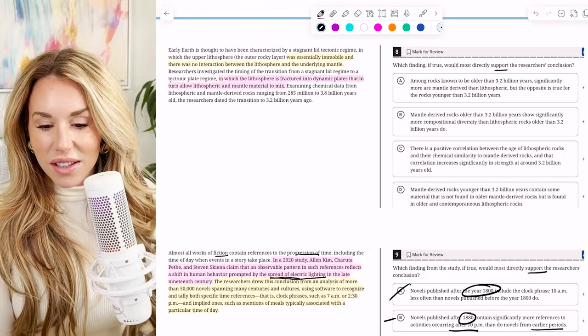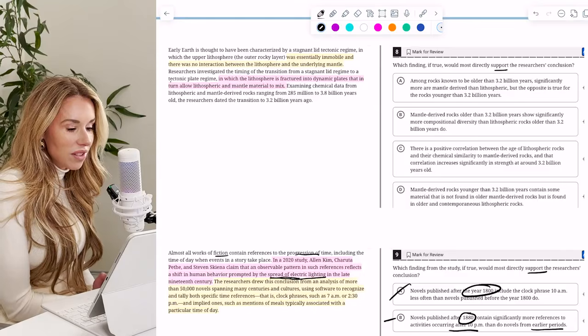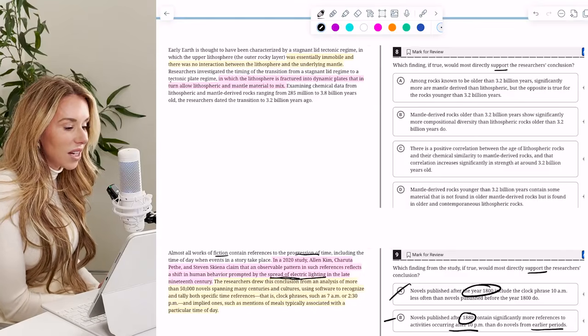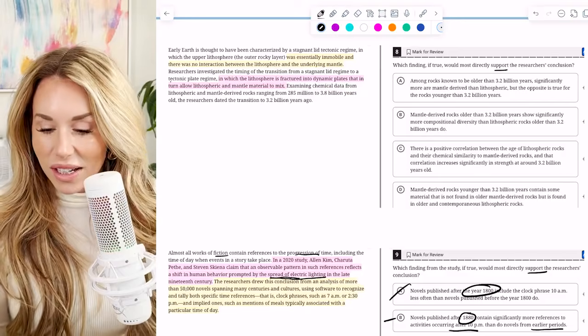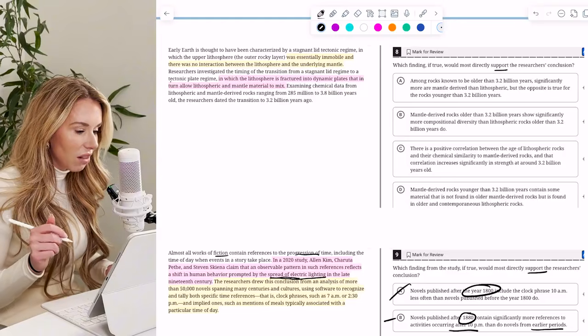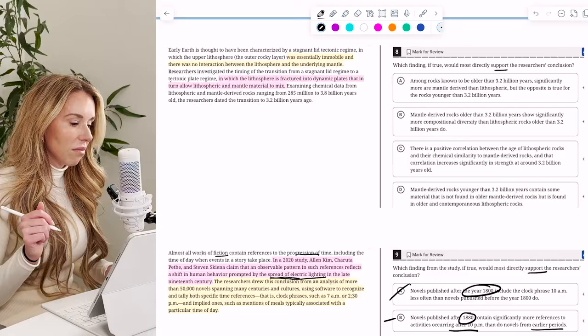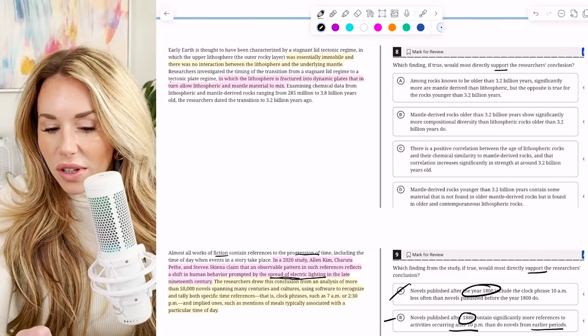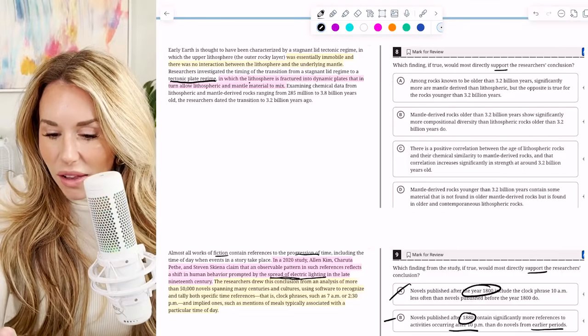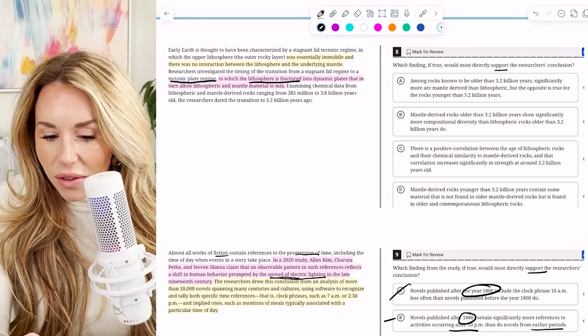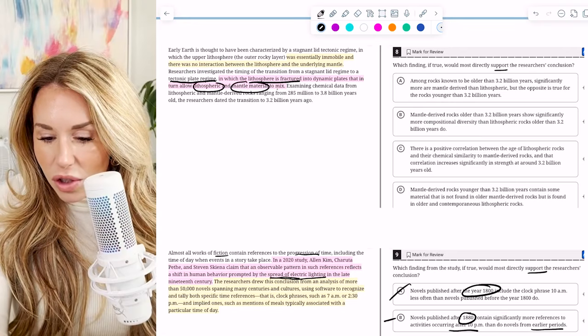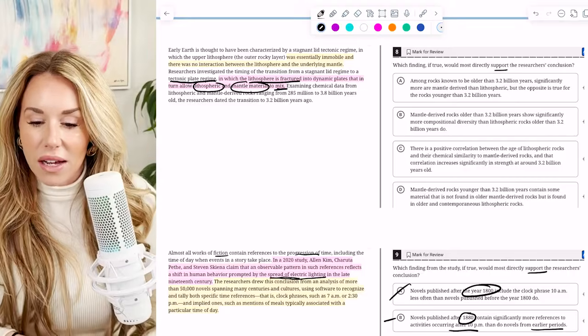Researchers investigated the timing of the transition from a stagnant lid regime to a tectonic plate regime, in which the lithosphere is fractured into dynamic pieces that in turn allow lithosphere and mantle mixture to mix.